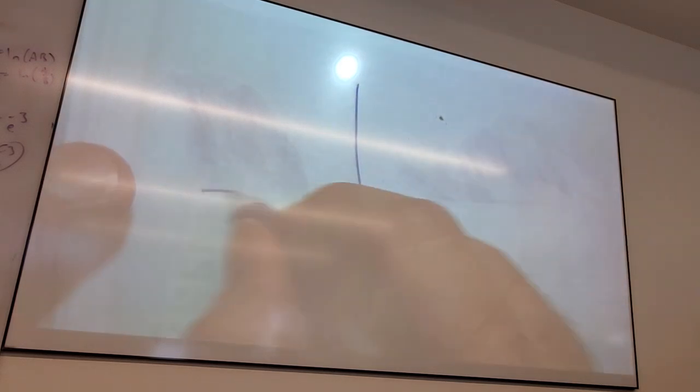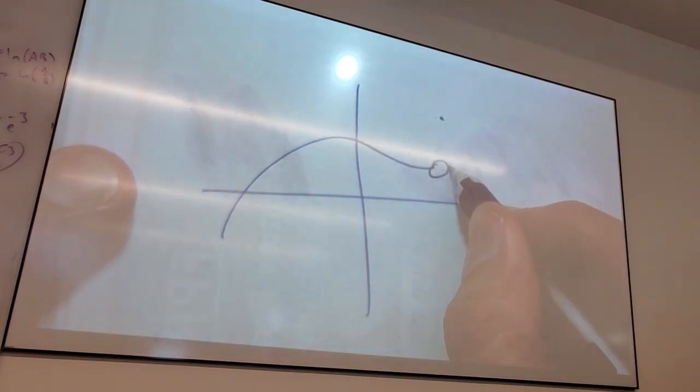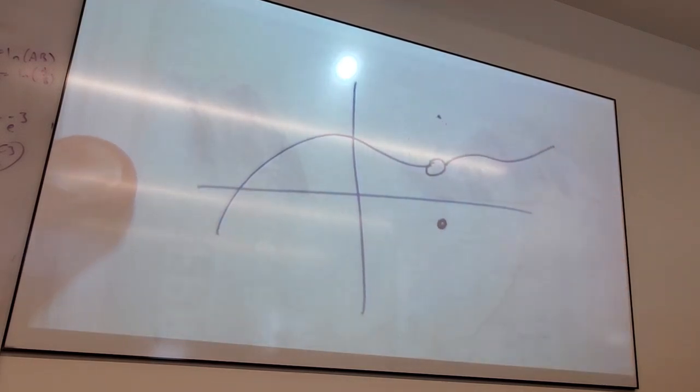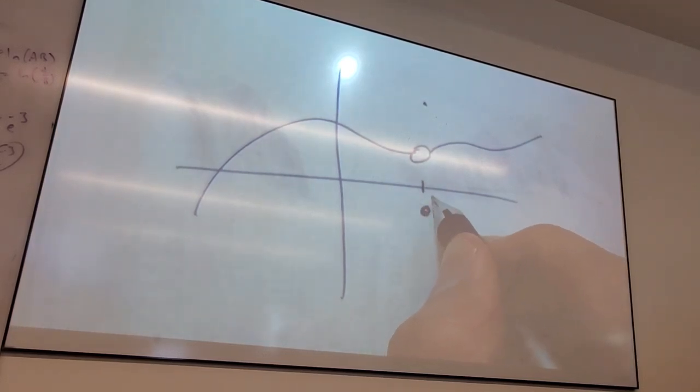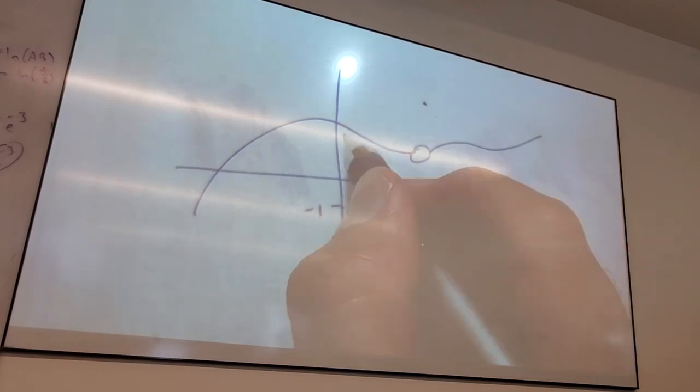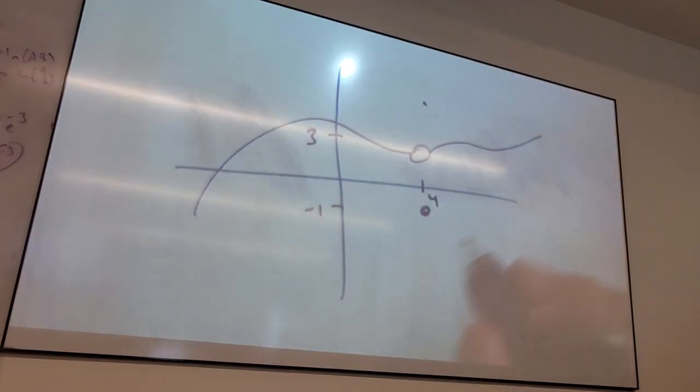So we have a graphical idea of limit. I can give you a problem like this, and this should look very familiar, like the handout we did. If I ask you what's the limit, if this is 4, and this is -1, and this is 3, what's the limit as x goes to 4 of f of x? 3.